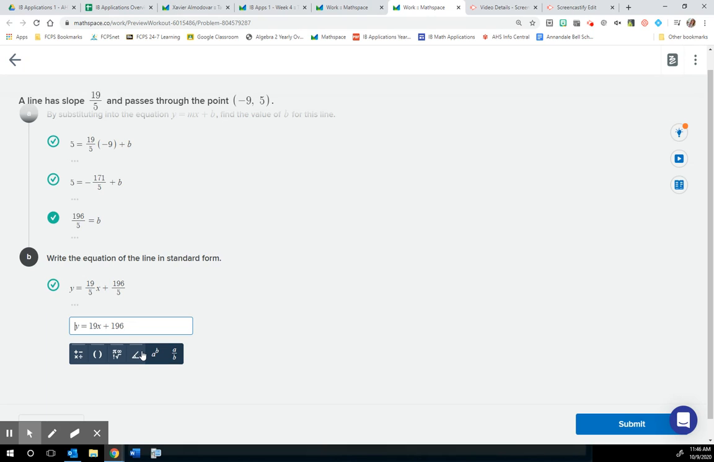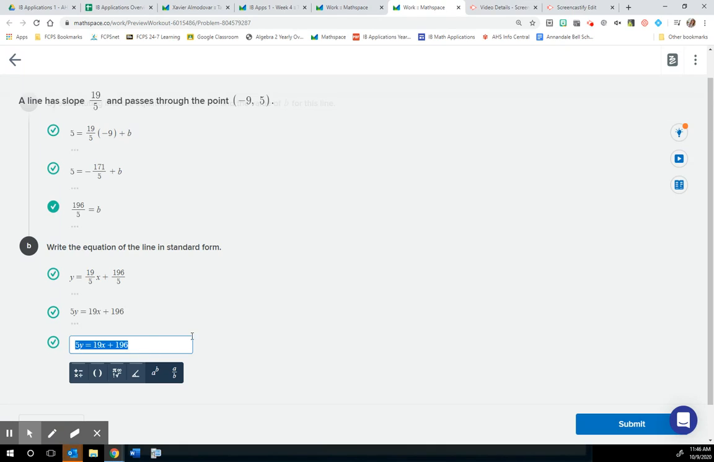On the left-hand side, when I multiply y by 5, I get 5y. Mathspace says almost, because with IB standard form, everything has to be on the same side. So what I could do is either subtract the 19x and the 196 to the left-hand side, or I can subtract 5y to the right-hand side. I'm going to do the latter just because it's less rewriting. Sticking that 5y in the middle just to keep it in standard form. Usually it's x, then y, then your constant.